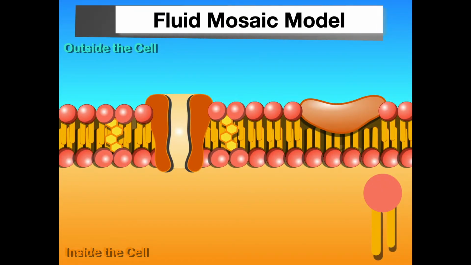Now, the fancy way of talking about the cell membrane is the fluid mosaic model, and it's going to consist of a couple parts. We call it fluid because the phospholipids can move fluidly like a liquid independently of each other.